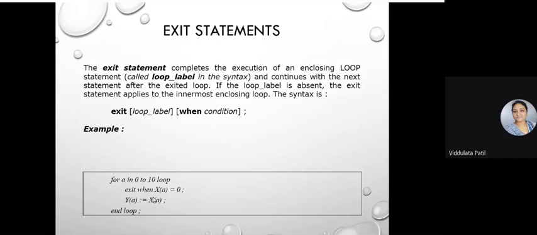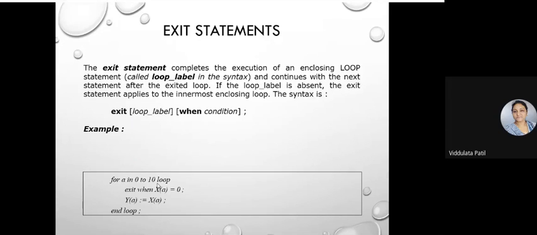Okay, now again, whenever this condition is true, it will exit that loop and continue to the next statement. Okay, so it will go to the next statement. Again, in this case also, this when is optional, and it will execute when the condition is true.